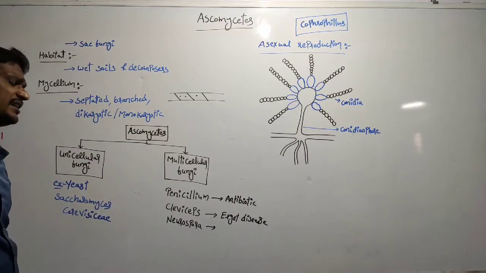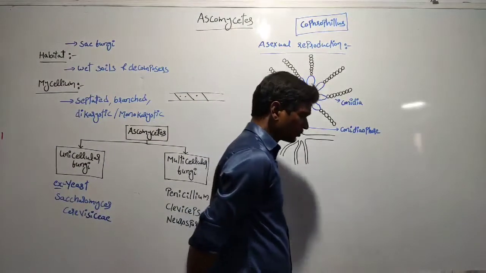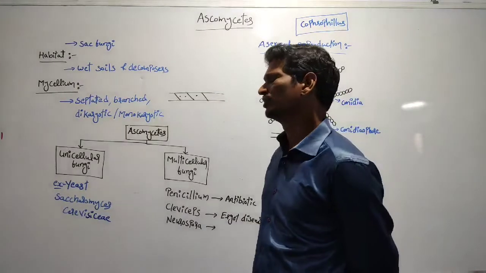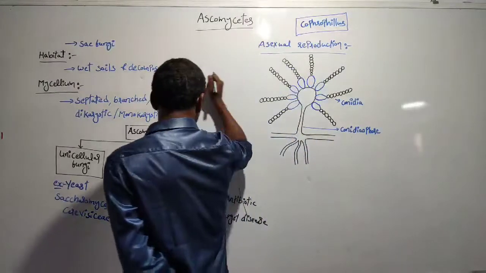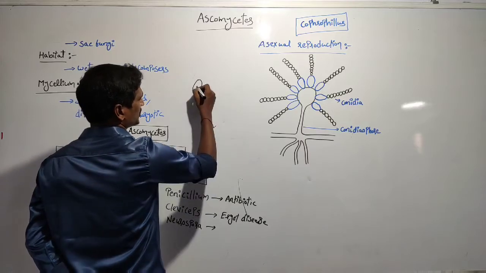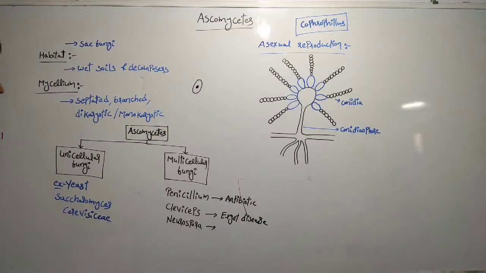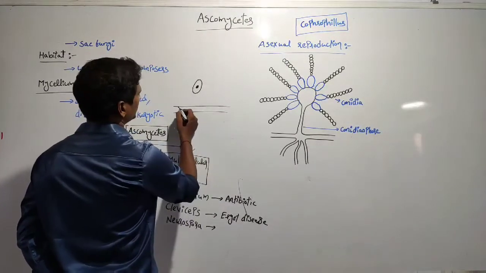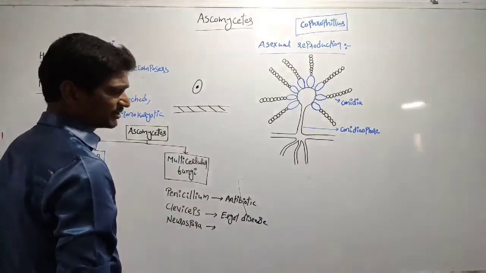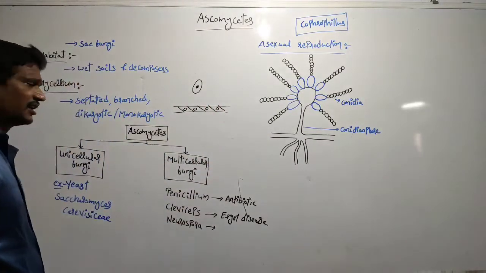Coming to the classification based on structure, ascomycetes can be separated into two groups: unicellular fungi and multicellular fungi. We know the difference between unicellular and multicellular organisms. Yeast is a fungus that has only a single cell, so that kind of fungus is called unicellular. This other fungus has many cells, and this condition is called multicellular.